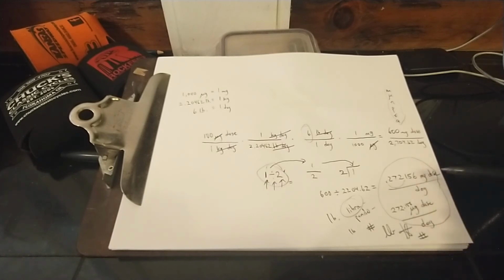Always kind of bugged me. I don't know why we're not using milligrams anyway. You always have to convert it. Pounds are stupid. That's it. That's how you do the math.